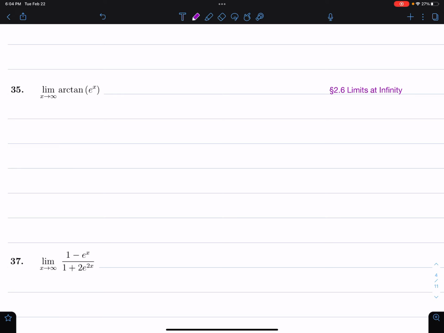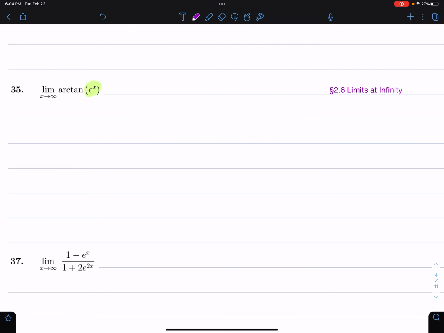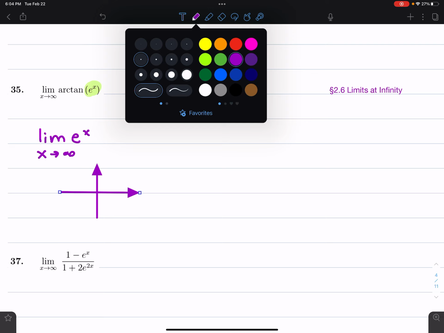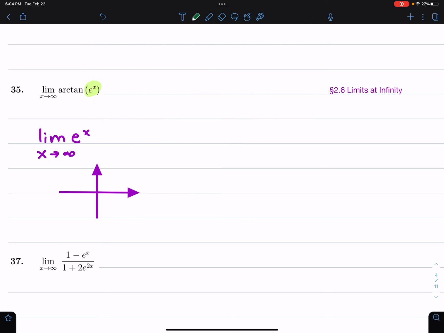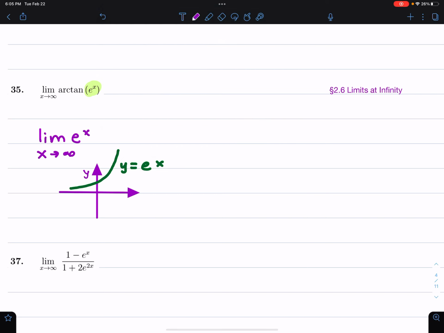I'm first going to look at the inside function, e to the x, and find that limit. So what's the limit of e to the x as x goes to infinity? One way I think is not bad is to just pull out the old graph of e to the x. I don't have graph paper here, but just keep going ahead. So this is an exponential function, and it grows as x grows. As x grows, y grows.